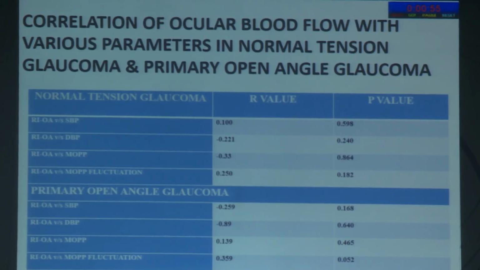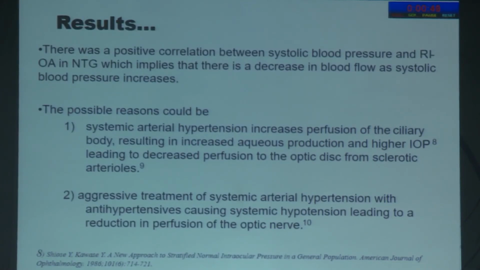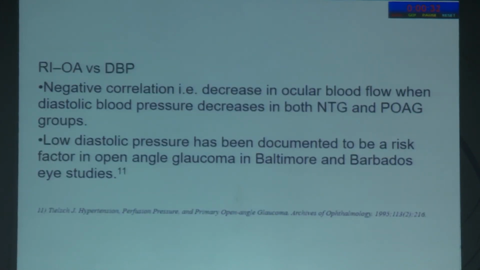Other parameters studied were systolic blood pressure, diastolic blood pressure, mean ocular perfusion pressure, and mean ocular perfusion pressure fluctuation. There was a positive correlation between systolic blood pressure and resistive index in NTG. That is, there is a decrease in blood flow as systolic blood pressure increases because there is an increased perfusion of the ciliary body resulting in increased aqueous production and a higher IOP, leading to decreased perfusion to the optic disc from sclerotic arterioles. For diastolic blood pressure, there was a negative correlation, that is, a decrease in ocular blood flow when diastolic pressure decreases in both NTG and POAG. Low diastolic pressure has been documented as a risk factor in open angle glaucoma.